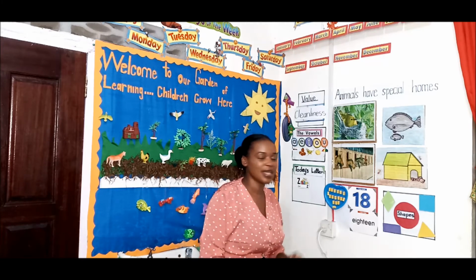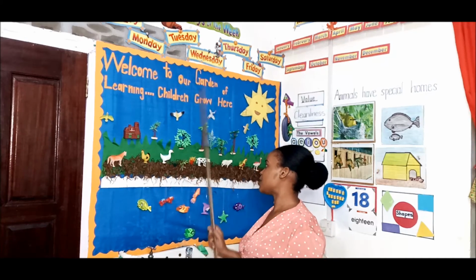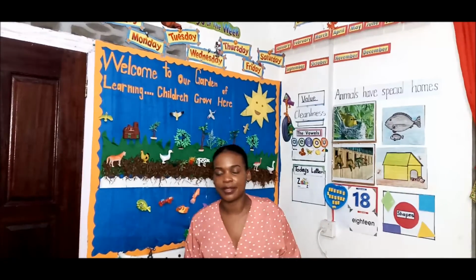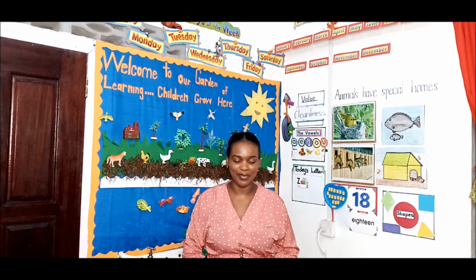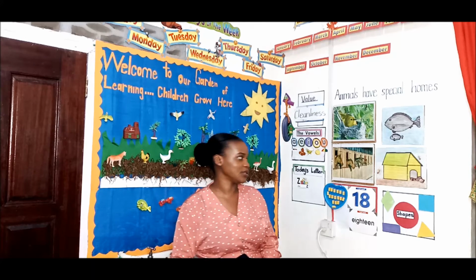Yes, boys and girls. So what is our theme for this term? Our theme for this term is plants and animals in the environment. What is a plant? A plant is a living thing because it grows, breathes, reproduces, and gives off waste. Animals are also living things because they grow, they breathe, they excrete, they feed, and they move.